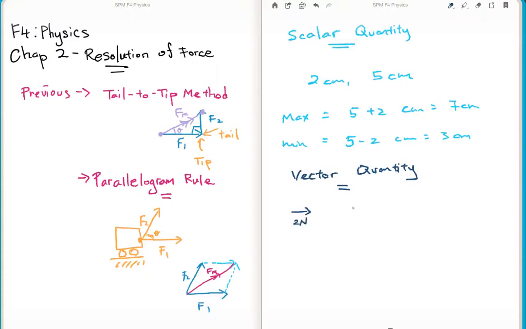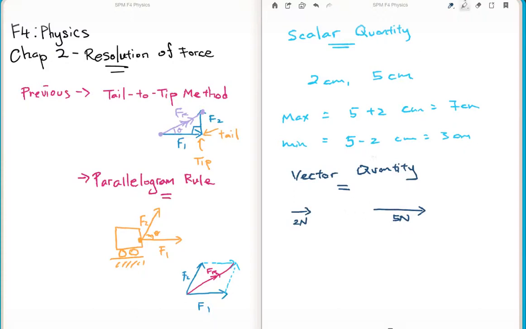You're given 2 forces, 2 Newton and 5 Newton. Please take note, the magnitude of 5 Newton is definitely longer than 2 Newton. That's why the magnitude is represented by the length of this arrow. The head represents the direction. So both are in arbitrary directions, in any direction.